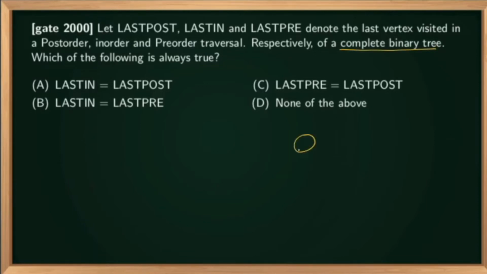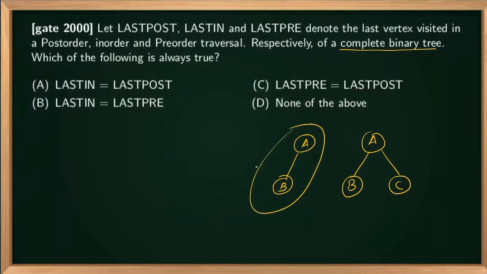So some examples of complete binary tree could be something like this. This is a complete binary tree. Similarly, it can be something like A, B, C. This is also a complete binary tree. I'm just taking some examples. I am not taking one node, because if I have one node, then everything will be true, right? Now I'm taking this example and see what's happening here.